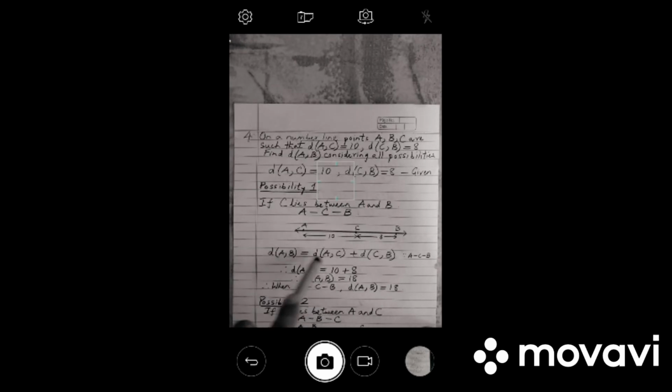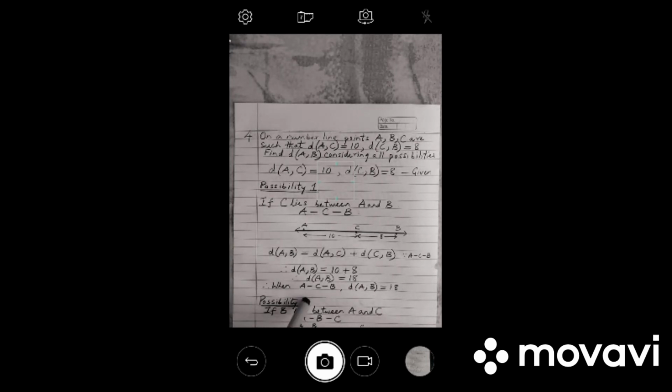So distance AB is equal to distance AC plus distance CB, since C lies between A and B. This is a possibility. Therefore distance AB is equal to 10 plus 8. Therefore distance AB is equal to 18. Therefore when C lies between A and B, distance AB is equal to 18.